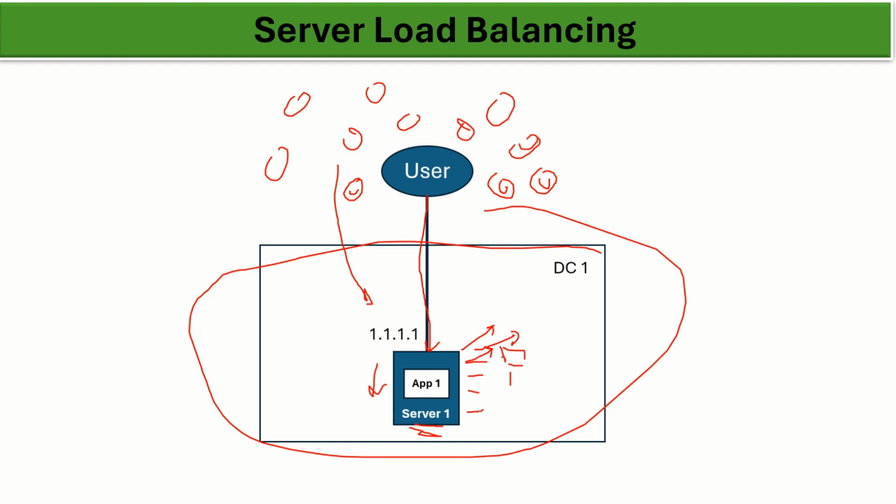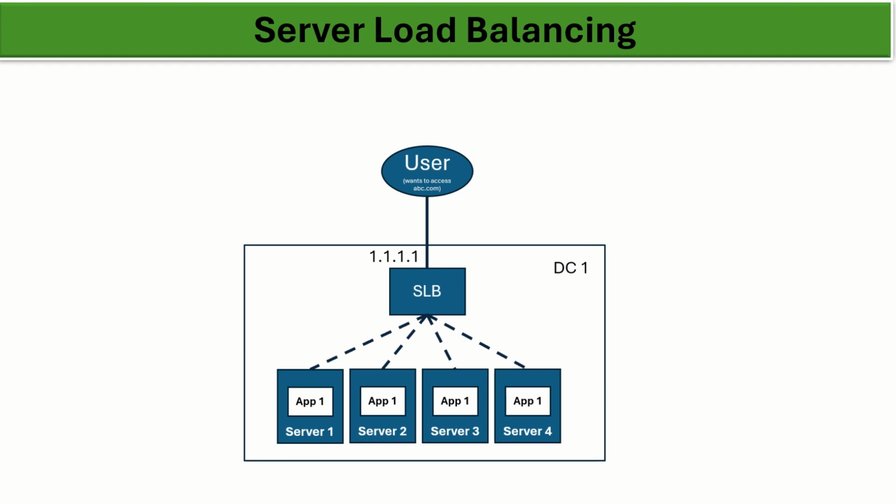Now, that is where a server load balancer, also called a reverse proxy, comes into the picture. Here we can see the SLB, the server load balancer, has been stationed between the application and the user. Let's say the user wants to access 1.1.1.1, which is basically the abc.com website, and it acts as a sort of reverse proxy where the request which comes from the user is distributed across the servers which are hosting the same application. Now, what happens?